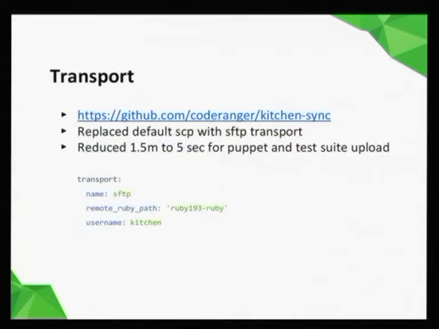So, transport. The original implementation is really underperforming. Luckily, there is already a project available called Kitchen Sync. Basically, we replace the default SCP with SFTP and dramatically reduced the upload time. But the reason for that is not that SCP is generally worse than SFTP. It's just that the Ruby implementation in the standard library, Net::SSH, is somehow horribly underperformant for SCP.